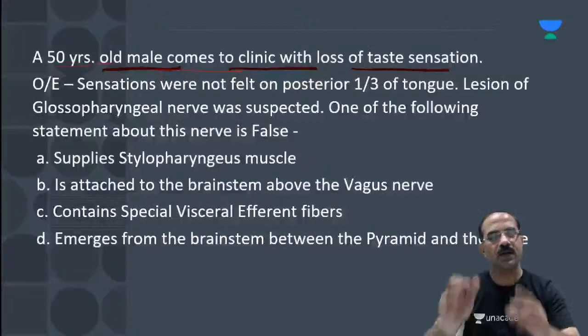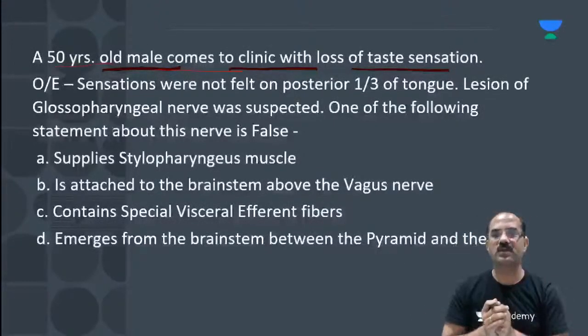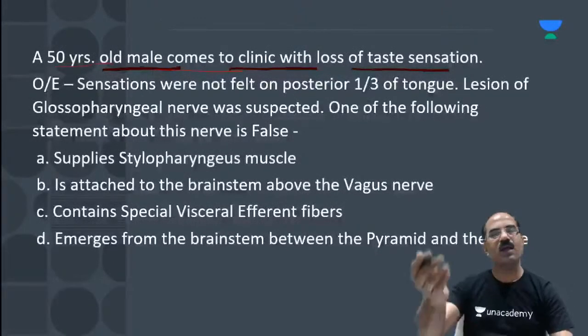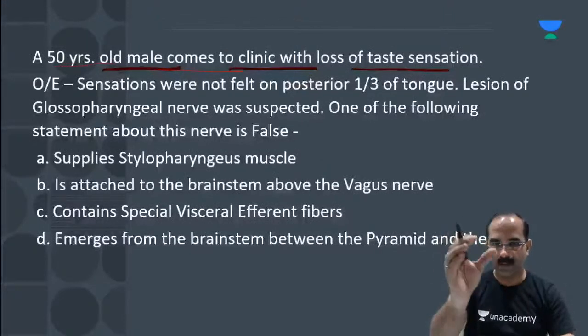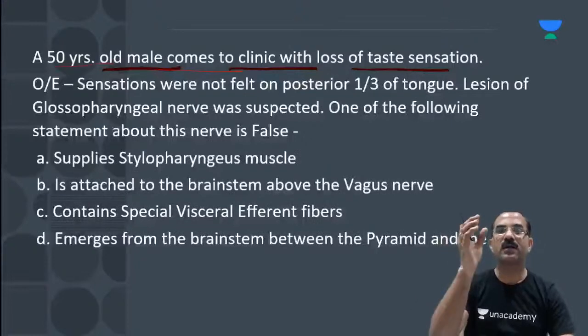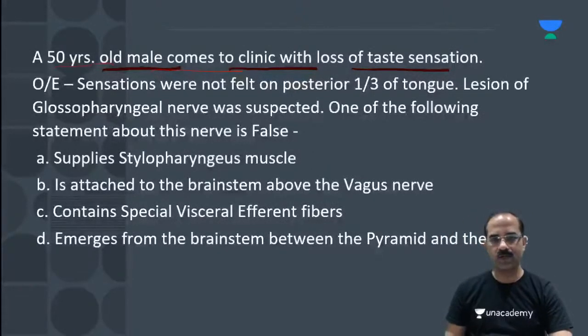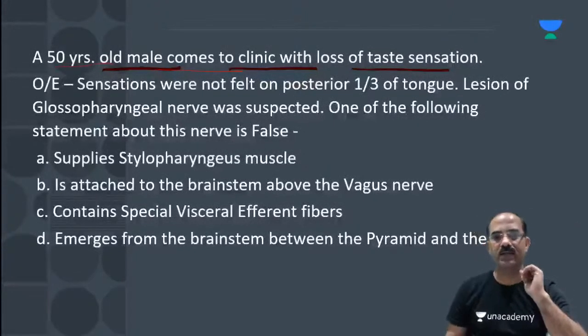Posterior 1/3, both general as well as special sensation is by whom? Glossopharyngeal nerve. And the posterior most part of the tongue, that's the vagus. To be specific, which branch of vagus is it? The internal laryngeal nerve. It's a branch of the superior laryngeal, which is a branch of vagus.